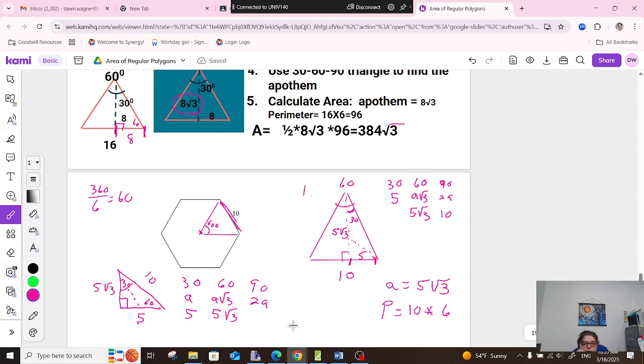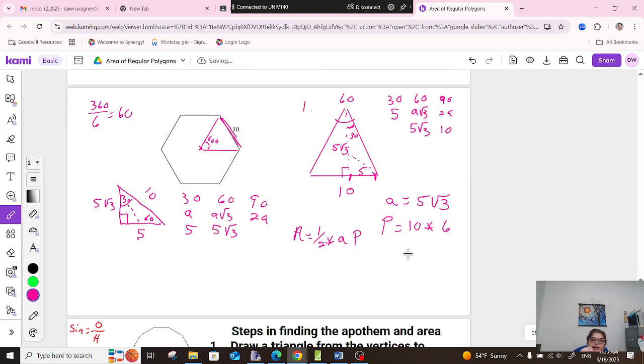Okay, now I'm going to apply the formula, which is area equals 1/2 times apothem times perimeter. And I'm going to do this in my calculator, 0.5 times 5 square root 3 times 60. Well, half of 60 is 30. 30 times 5 is 150 square root 3. If I did it in my head, you could do it on your calculator and get the decimal.